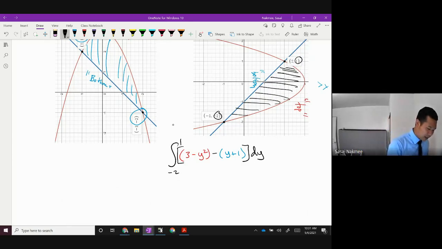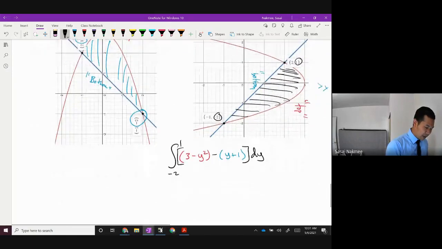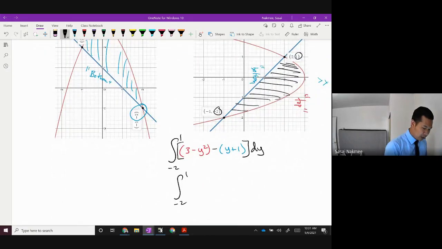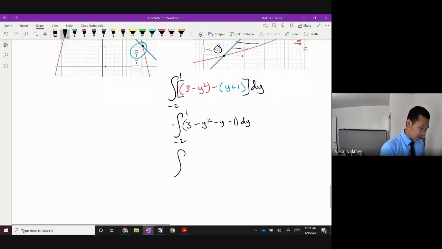But check this out. If I do this, this becomes the integral from -2 to 1 of, hear me out now, let's simplify this out. 3 minus 1 gives me 2. Let me just show the work. 3 minus y squared minus (y plus 1) dy, which simplifies out to the integral from -2 to 1 of negative y squared minus y plus 2 dy.